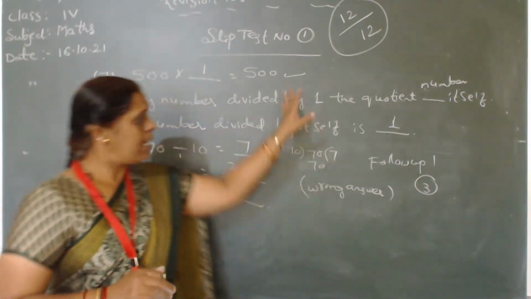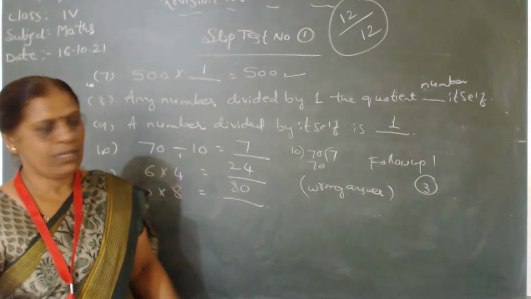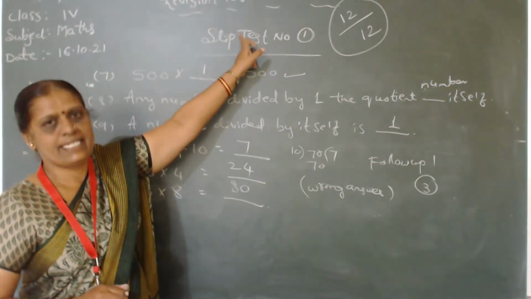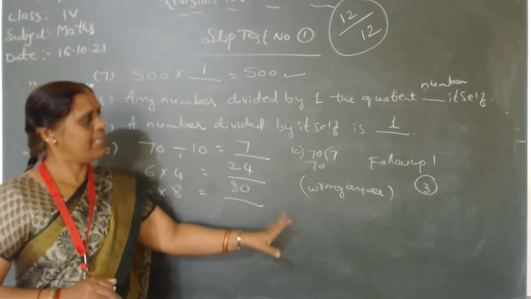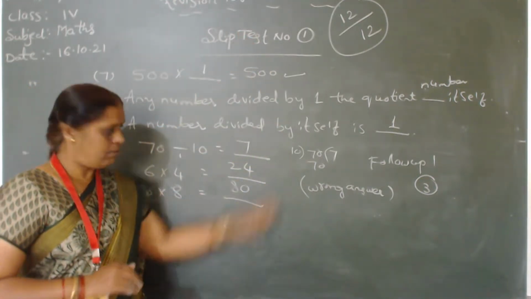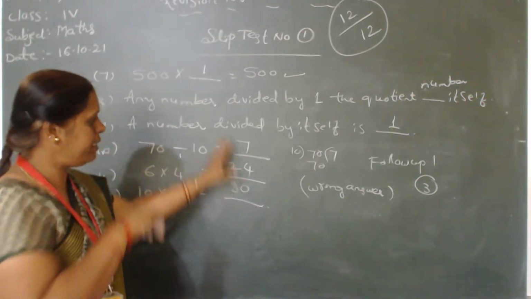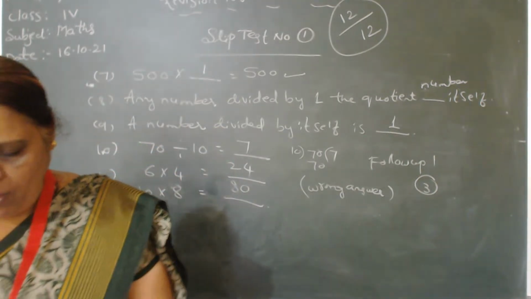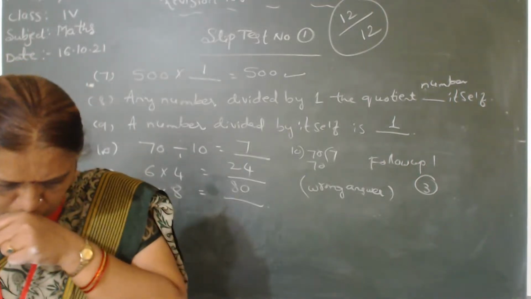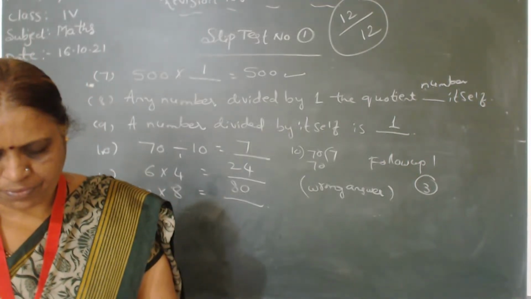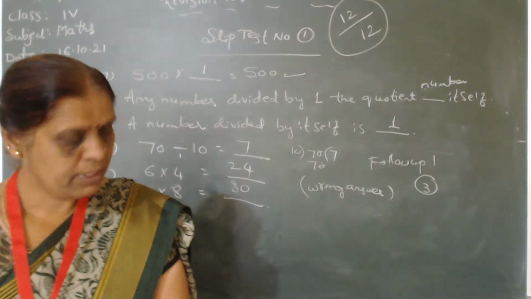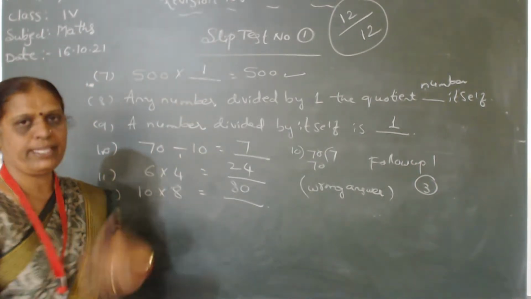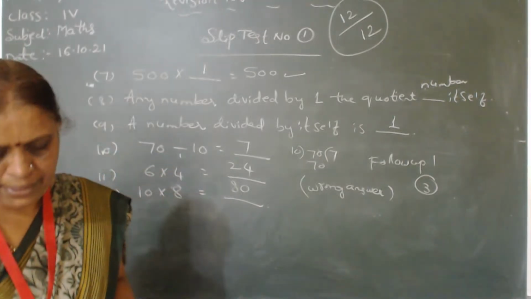So I have completed this first bit in the slip test number 1, revision for the S7 exam. So like this you will get different numbers. Check the answers. We go for the next bit.